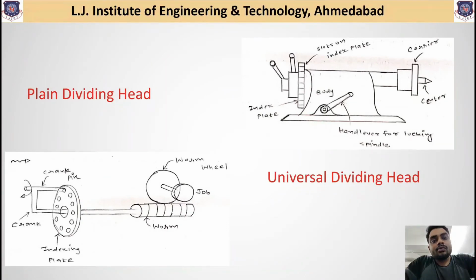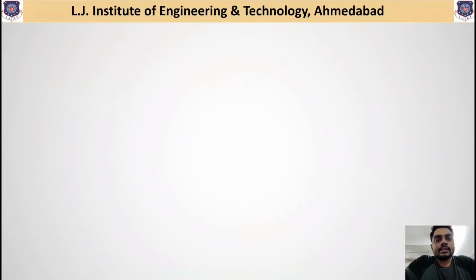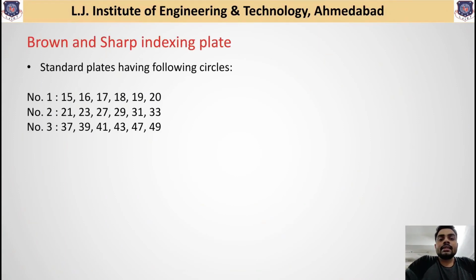So the standard number of holes available on this indexing plate are, first of all, 3 different sets are available. On the first set, there are 15, 16, 17, 18, 19 and 20 holes available from inside to outside. Similarly, on plate 2, there are 21, 23, 27, 29, 31 and 33 holes available. And on plate number 3, the holes available are 37, 39, 41, 43, 47 and 49. So these are the different numbers of holes available on the standard indexing plate.